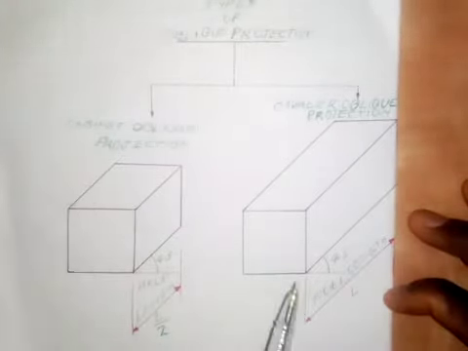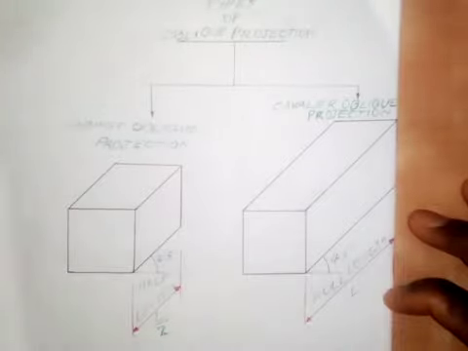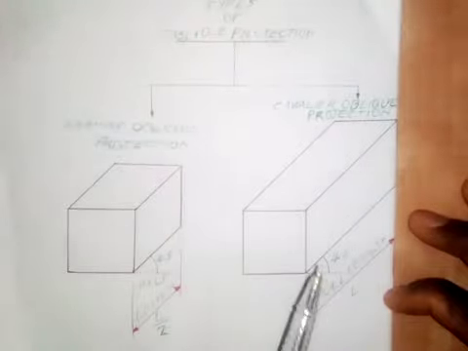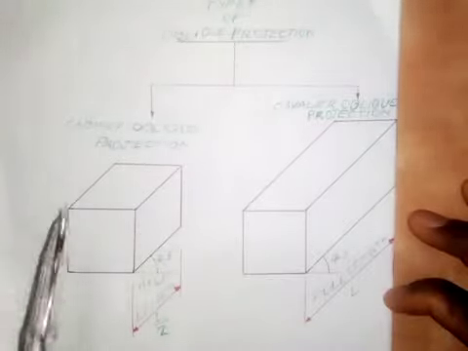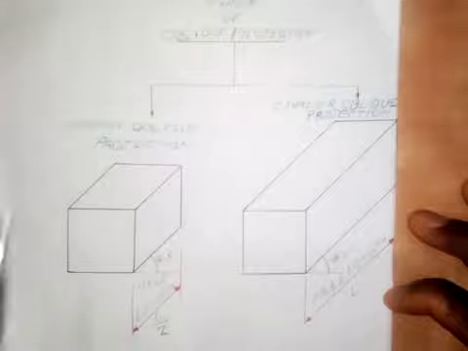So the difference between the two types of oblique projection, the cabinet oblique projection and the cavalier oblique projection, as I said: for cavalier oblique projection, the receding axis is drawn full size, and for cabinet oblique projection, the receding axis is drawn half size.